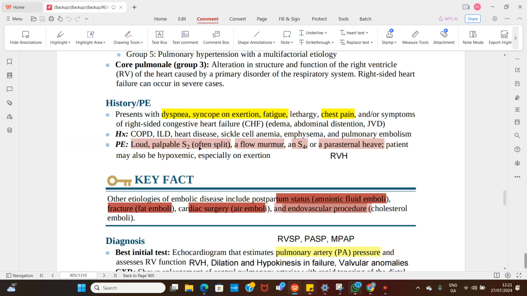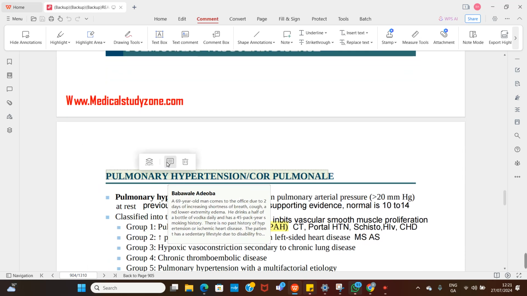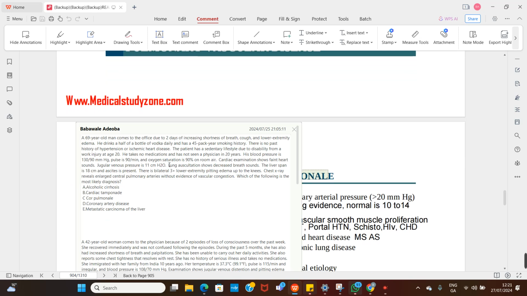This means, let me see if I have any question. I think I have 1 or 2. Let me see. So a 69-year-old man comes to the office due to 2 days of increasing shortness of breath, cough, lower extremity edema. Okay, I'm trying to enlarge this thing, but I can't.